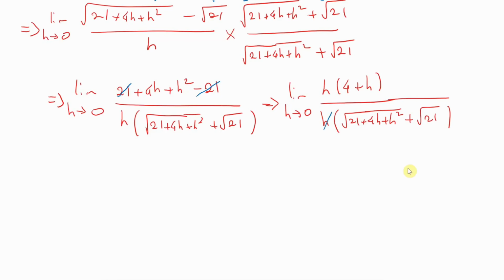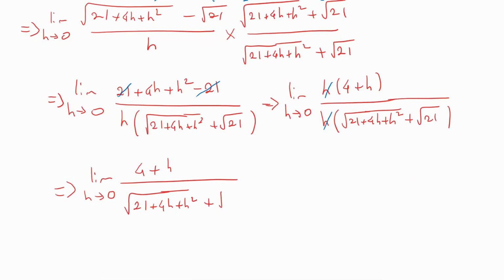And now I'm going to go ahead and cancel the h's out. So I'm left with limit as h approaches 0 of 4 plus h over root of 21 plus 4h plus h squared, plus root 21. So now I can go ahead and plug in h over here, and same thing over here. One thing I probably did not mention is make sure when you plug in h into your equation, your denominator is never 0.